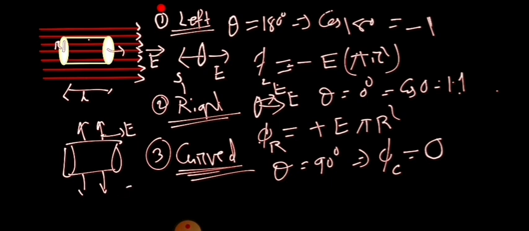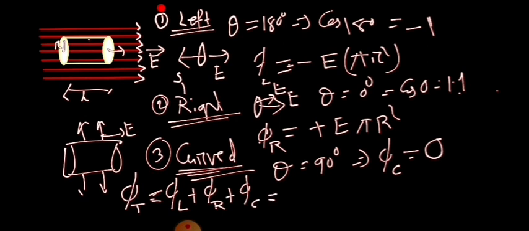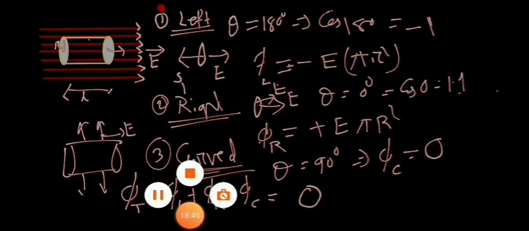If somebody asks us to find the total flux, then it is the flux through the left surface plus the flux through the right surface plus the flux through the curved surface. This is equal to minus Eπr² plus Eπr² and 0. All three added together come out to be 0. So the net flux passing through this full surface will be equal to 0 if it is placed in a uniform electric field.